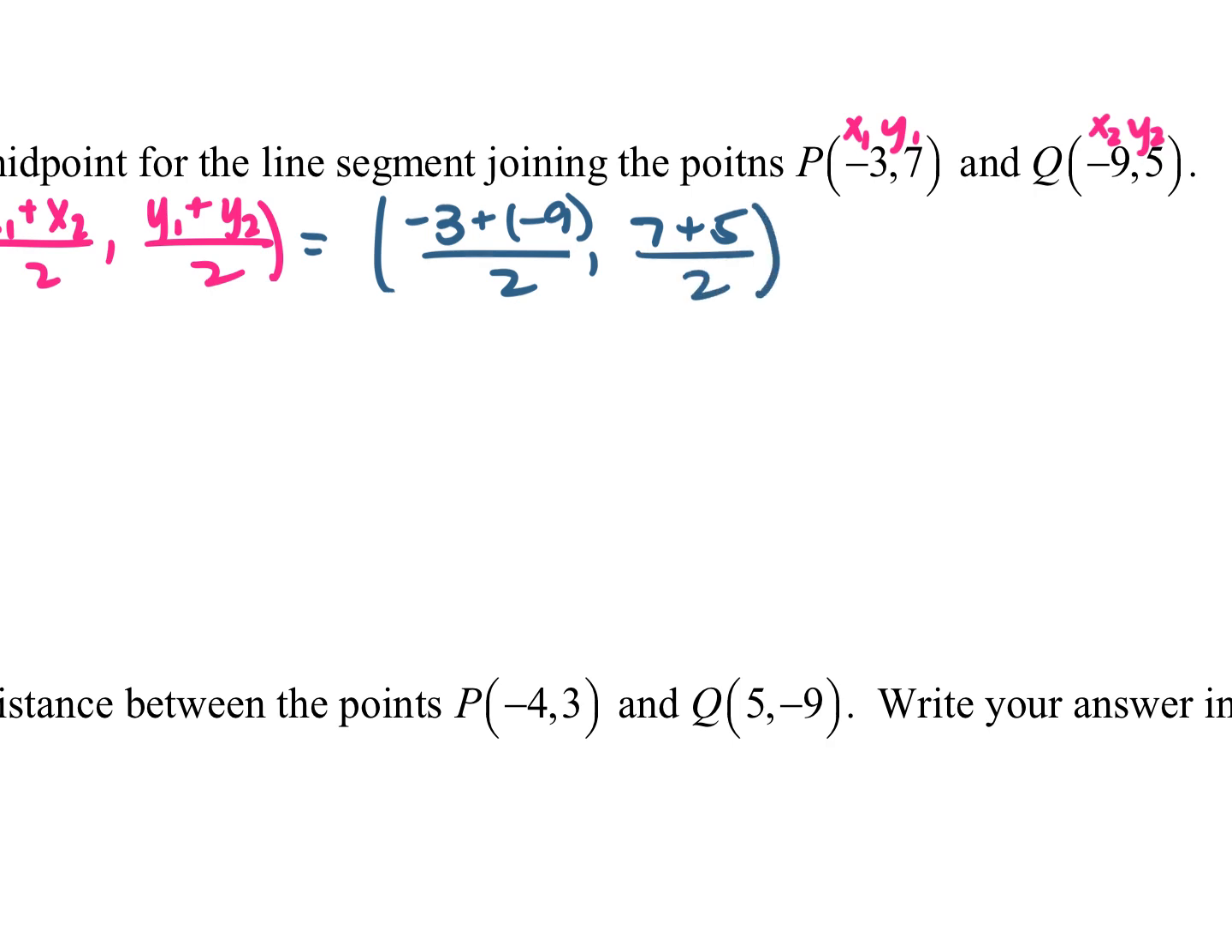So from here, we're just going to simplify. Up top, the negative 3 plus negative 9 is negative 12 over 2. For the second fraction, 7 plus 5 is positive 12 over 2. This just simplifies to give us the midpoint of negative 6, positive 6.